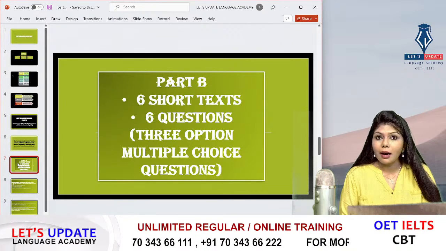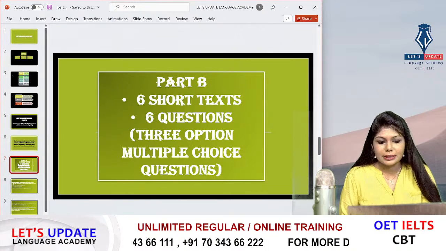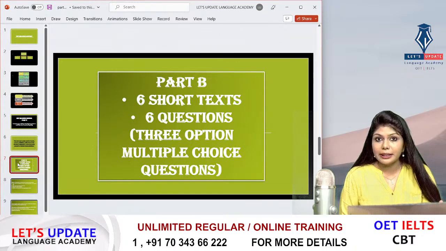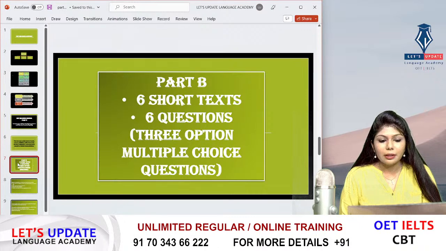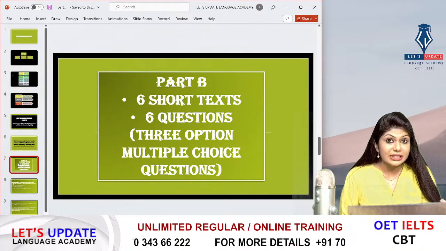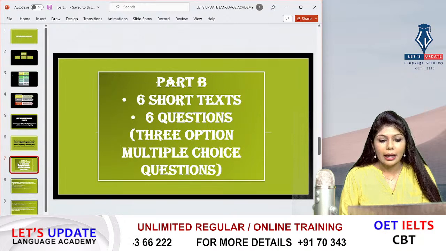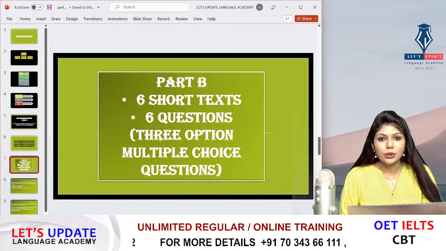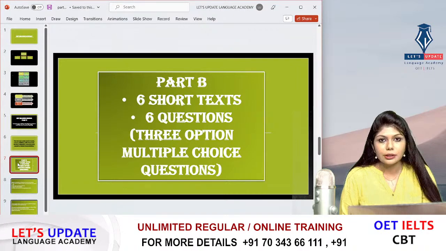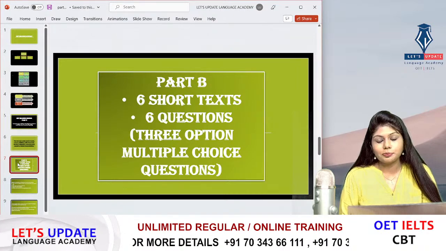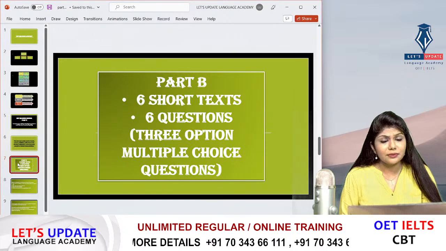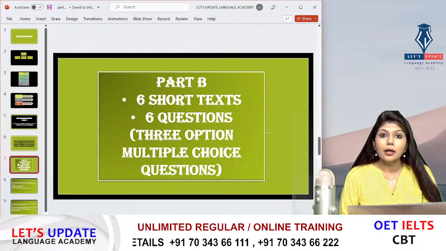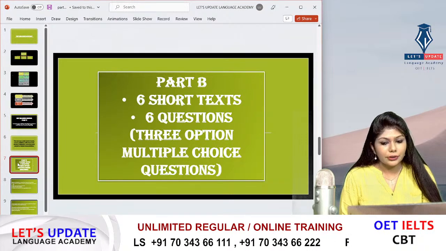Regarding the number of texts included in part B, it will usually consist of 6 short texts and 6 questions following them. These questions will be 3-option multiple choice in nature. That means each question will be followed by 3 options, and you have to choose the most appropriate option from among the 3 choices.